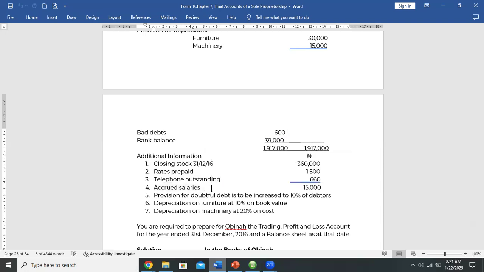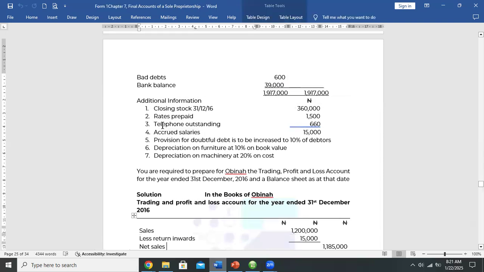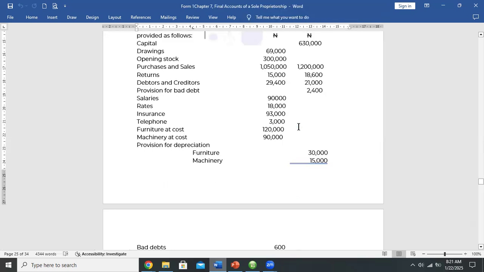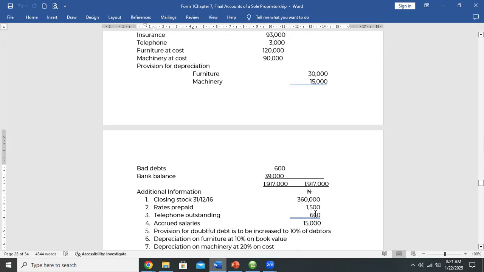Okay. So if we are preparing our profit and loss account, the point is for telephone, as an example, we are being told that there is an outstanding of 660. So what we do is we go to the trial balance, check how much telephone expense we paid, and you see that here in the trial balance, which is 3,000. So this 3,000, we are going to add the 660 outstanding. Okay, so let me show that to you in the solution.